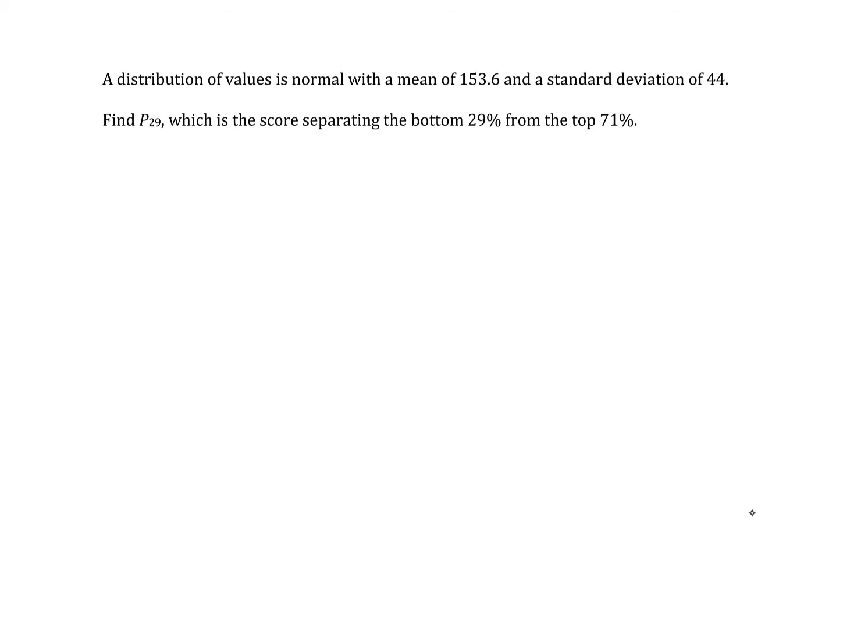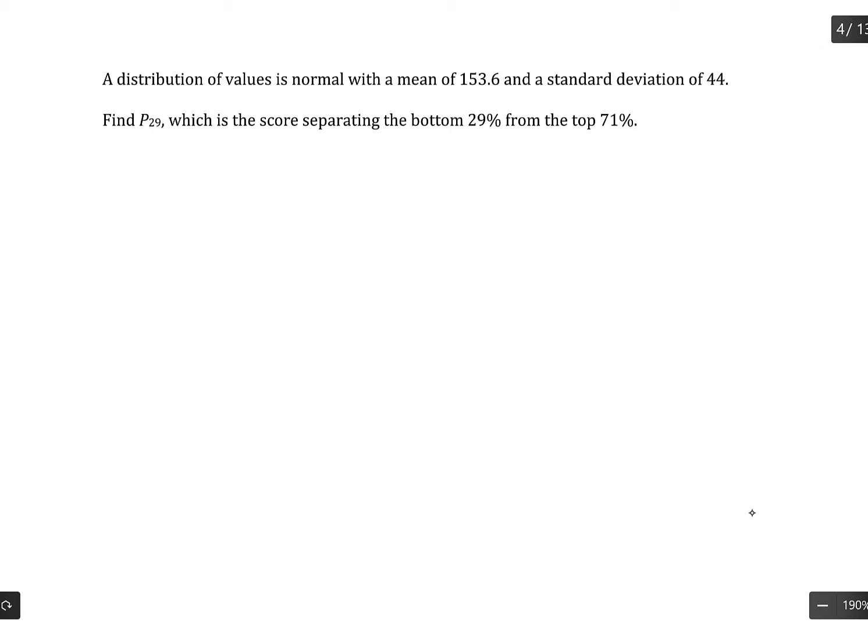A distribution of values is normal with a mean of 153.6 and a standard deviation of 44. Find p sub 29, which is the score separating the bottom 29% from the top 71%.